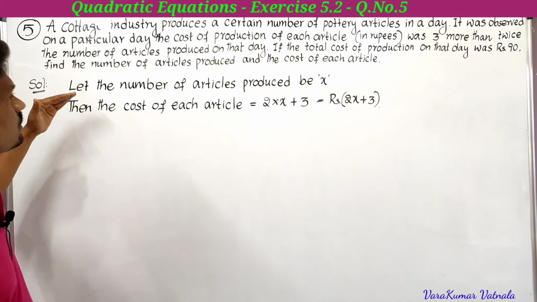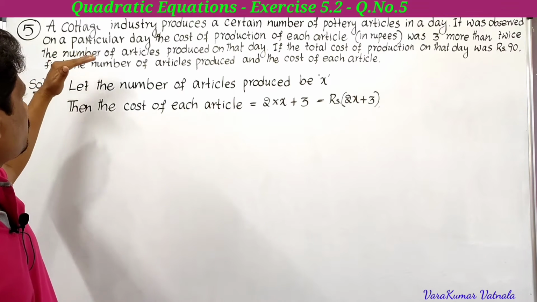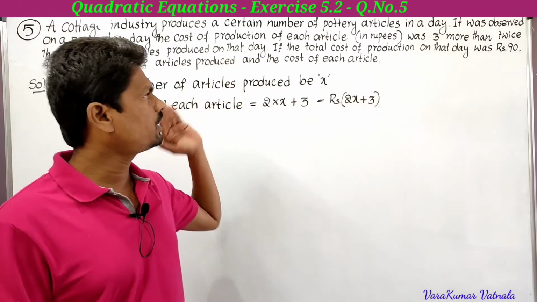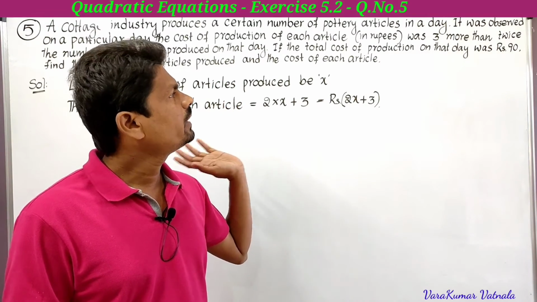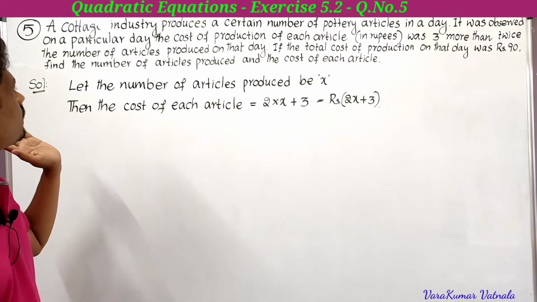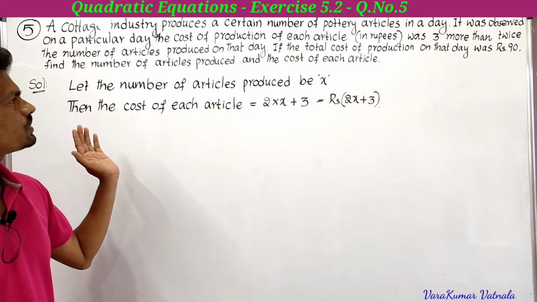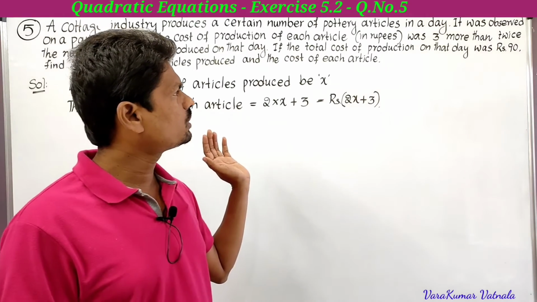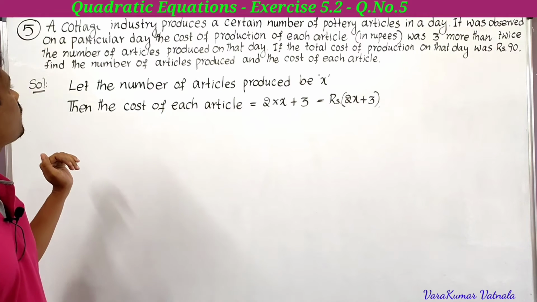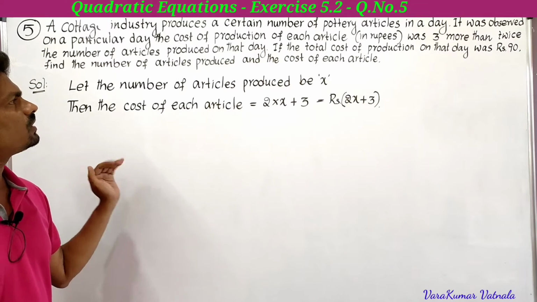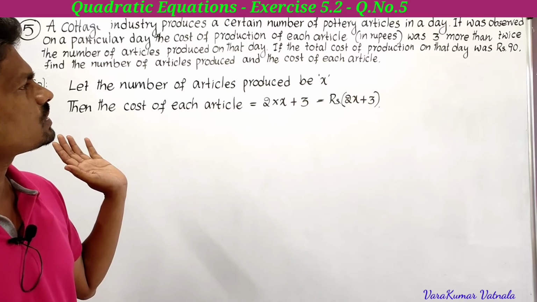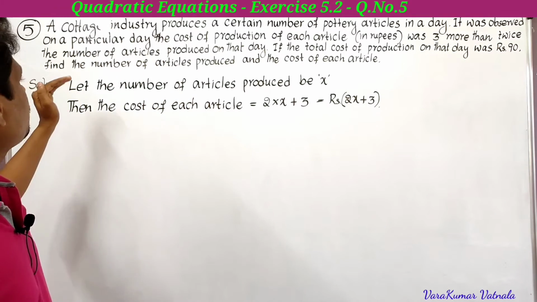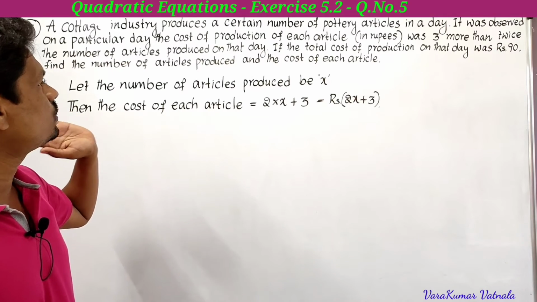Today we are going to solve a problem from the fifth chapter, quadratic equations, exercise 5.2, fifth problem. See here what he is asking us to find. A cottage industry produces a certain number of pottery articles in a day. It was observed on a particular day, the cost of production of each article in rupees was 3 more than twice the number of articles produced on that day. If the total cost of production on that day was rupees 90, find the number of articles produced and the cost of each article.